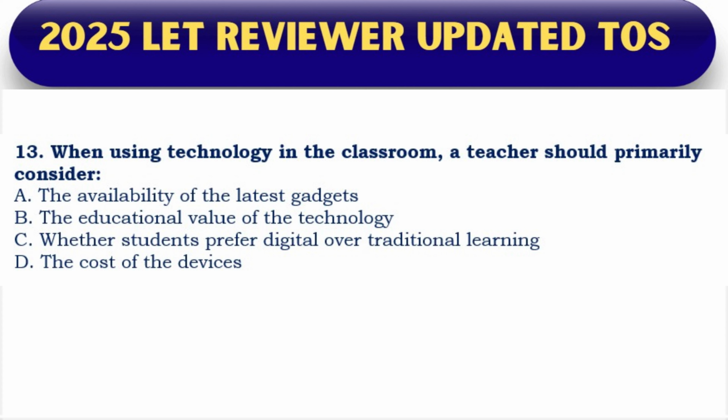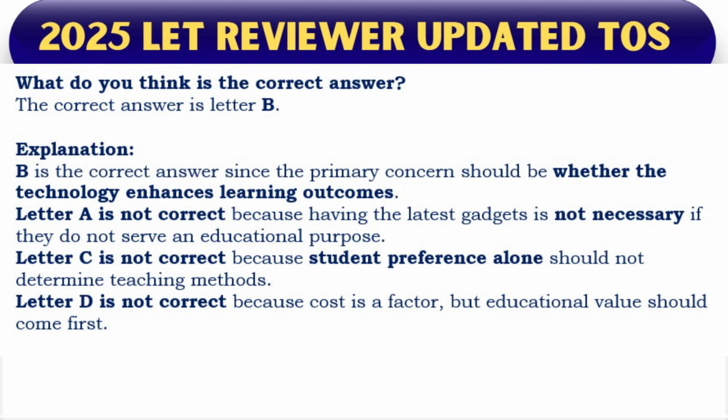13. When using technology in the classroom, a teacher should primarily consider A. The availability of the latest gadgets. B. The educational value of the technology. C. Whether students prefer digital over traditional learning. D. The cost of the devices. What do you think is the correct answer? The correct answer is letter B.